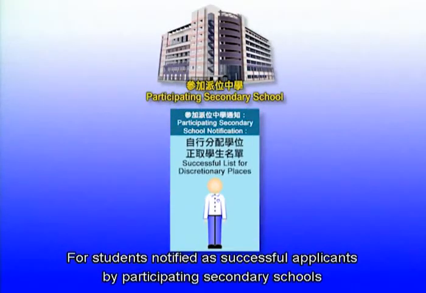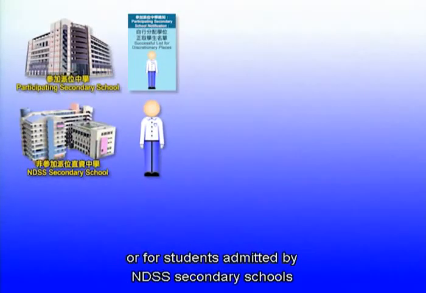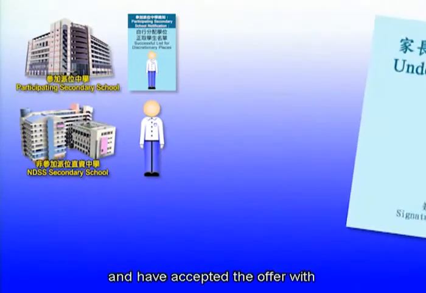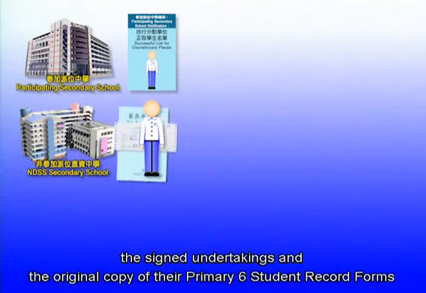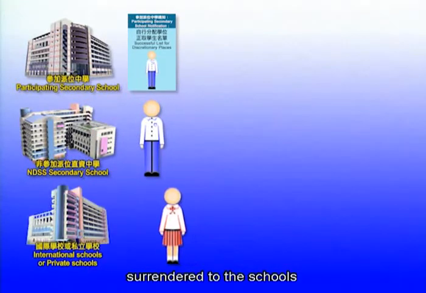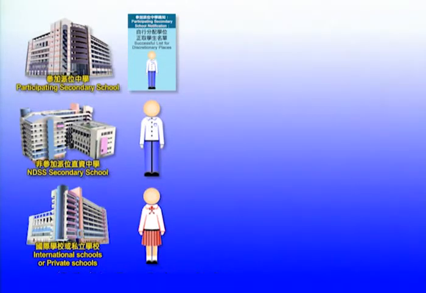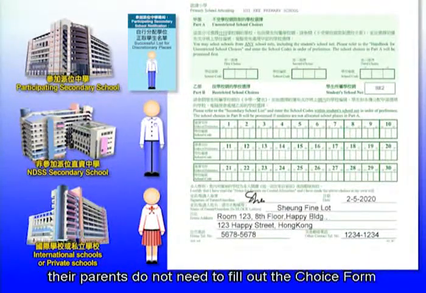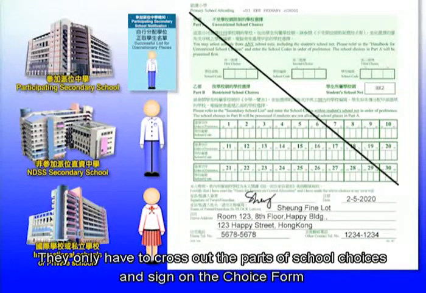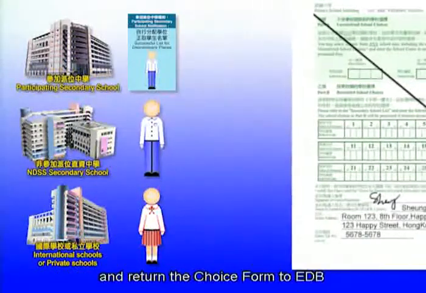For students notified as successful applicants by participating secondary schools, or for students admitted by NDSS secondary schools, and have accepted the offer with the signed undertakings and the original copy of their primary 6 student record forms surrendered to the schools, or for students admitted by other schools, for example international schools or private schools, and decided not to participate in CA, their parents do not need to fill out the choice form. They only have to cross out the parts of school choices and sign on the choice form to indicate the intention of not participating in CA and return the choice form to EDB through the primary schools for processing.